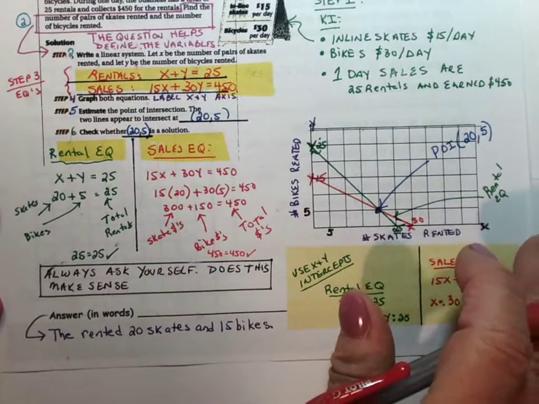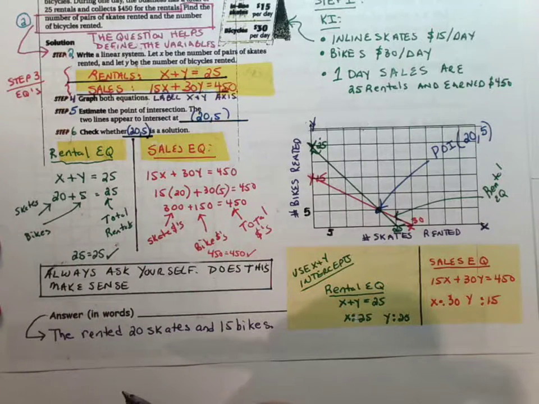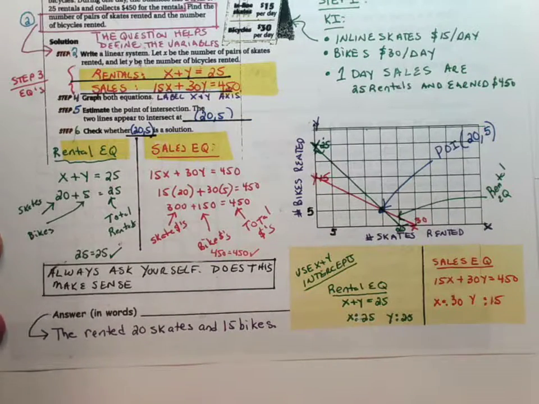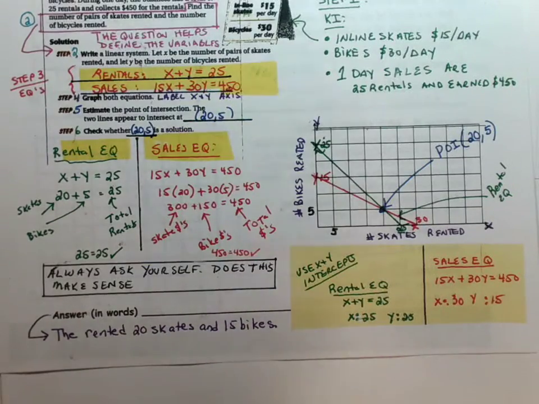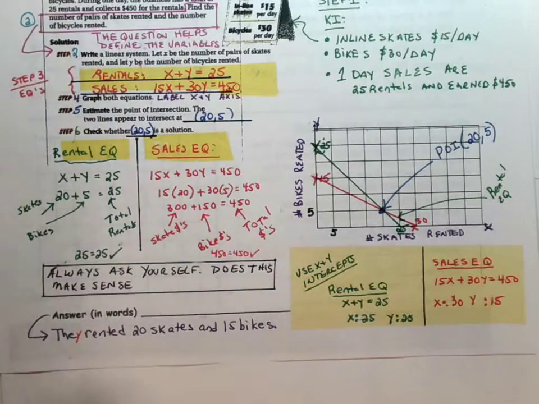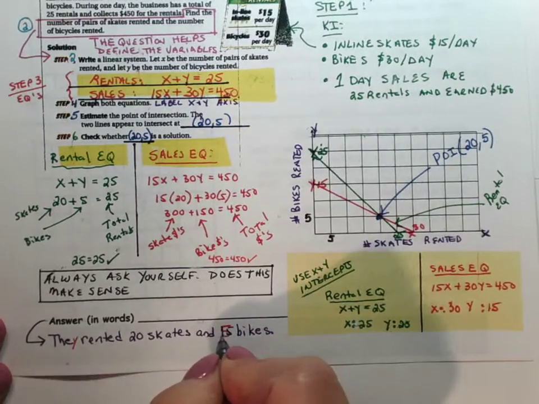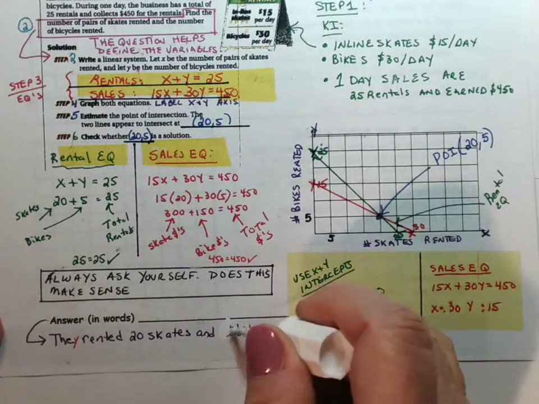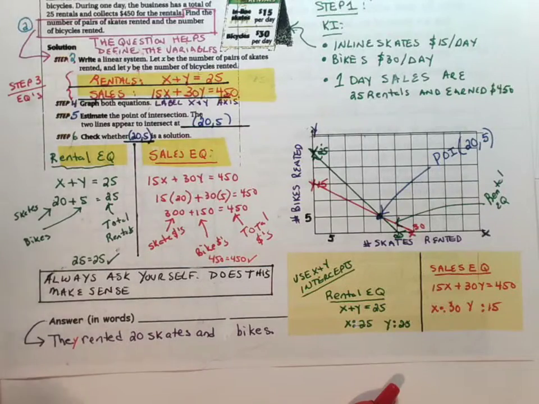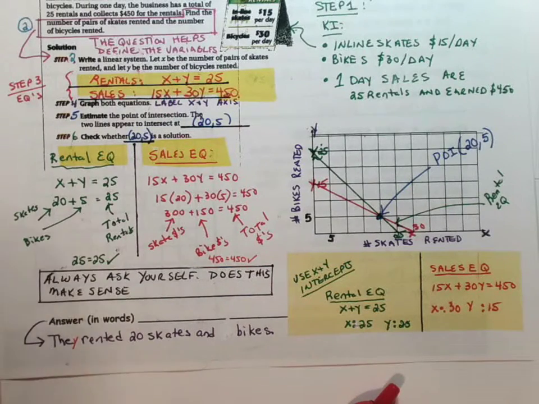When you're doing word problems, always ask yourself, does this make sense? And when we did the check, we saw that it did make sense. So the final answer in words is that they rented 20 bikes. Excuse me, they rented 20 skates and 5 bikes. Okay, so that should be 5 bikes, 20 skates. I'll have to fix that on my notes.